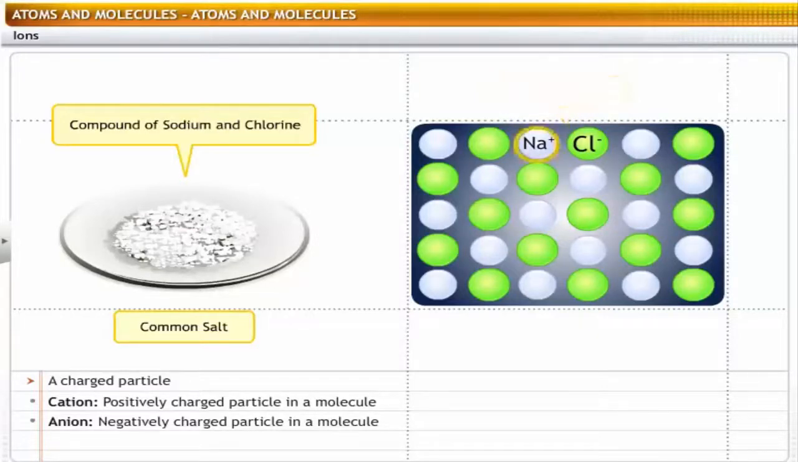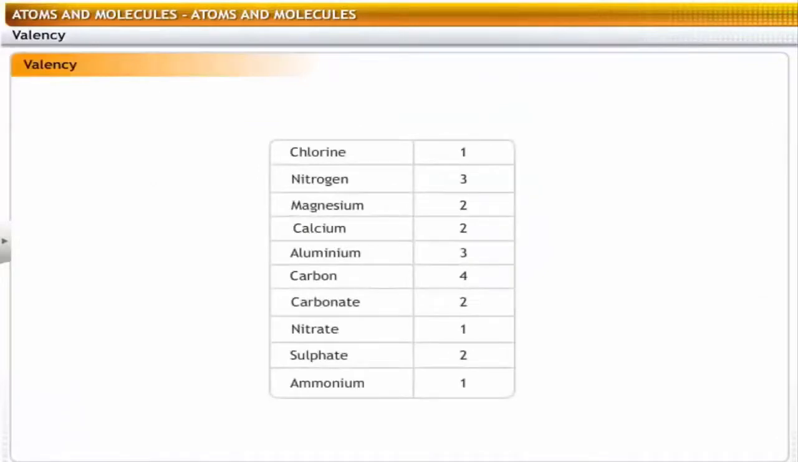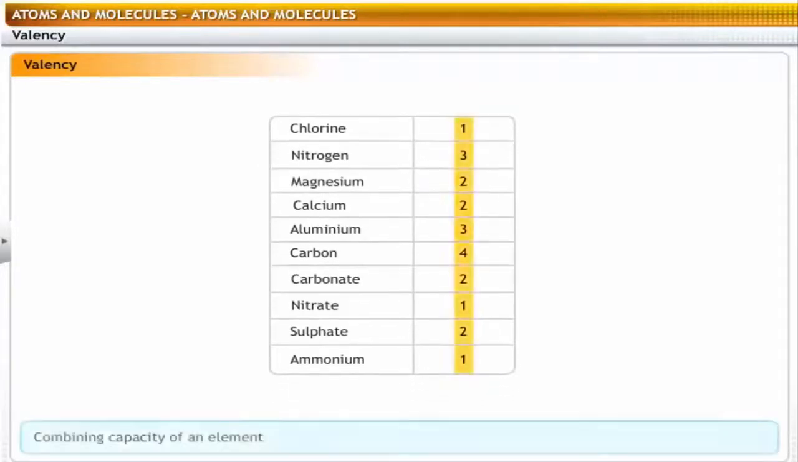The positively charged particle is called a cation. On the other hand, the negatively charged particle is referred to as an anion. We know that atoms of an element combine to form a compound. Every atom has a specific combining capacity. This combining capacity of an element is known as valency.